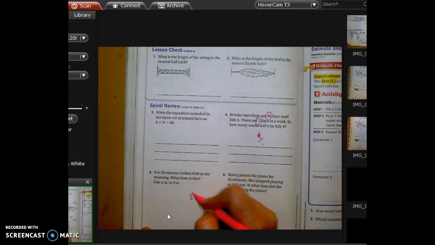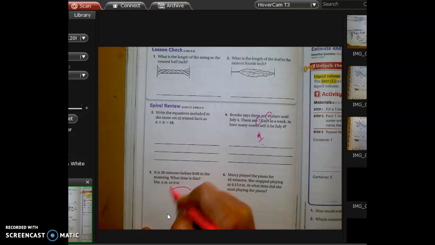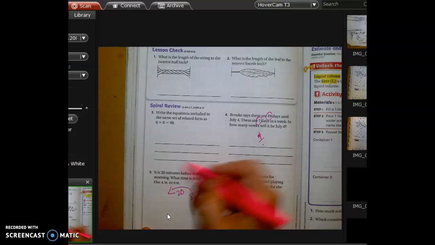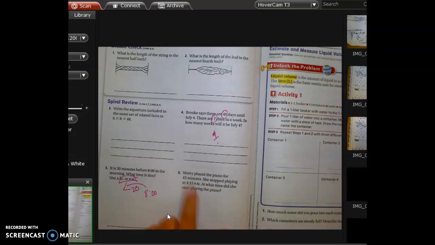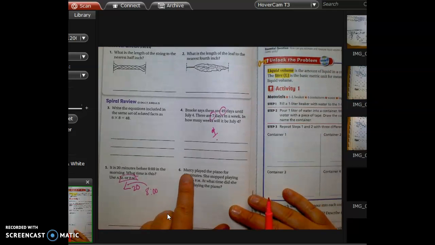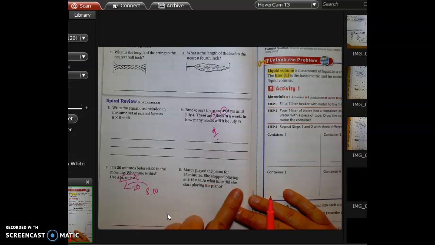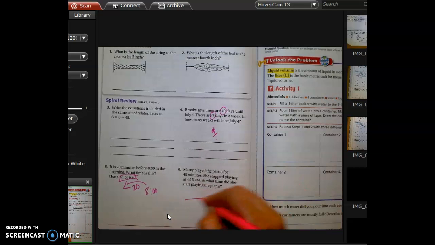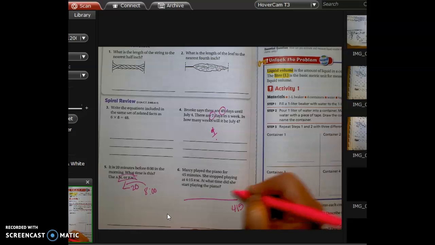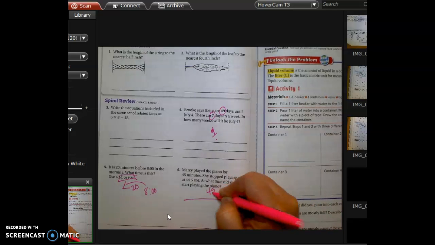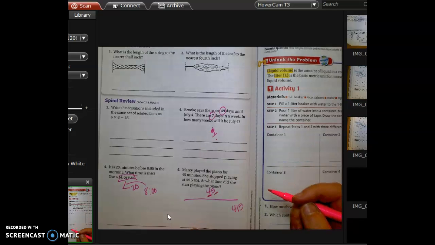So you're at 8 o'clock. You want to jump this way 20 minutes. Make sure you use AM or PM. Number 6. Marcy played the piano for 45 minutes. She stopped playing at 4:15. At what time did she start playing the piano? This is going to be your line, your 4:15. You want to jump back 45. Think 4 10s, 5 1s to find your answer.